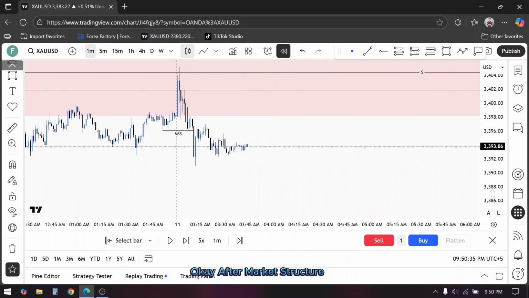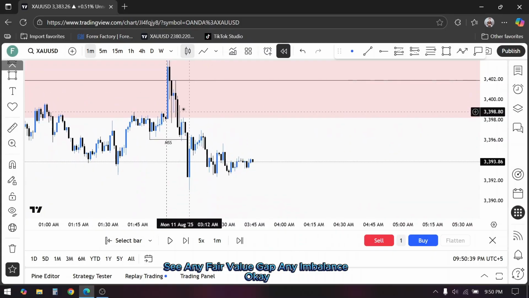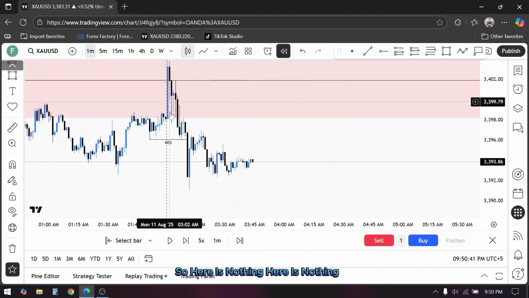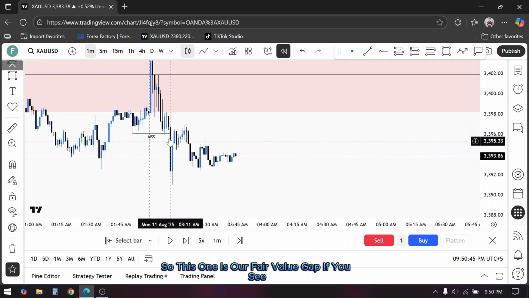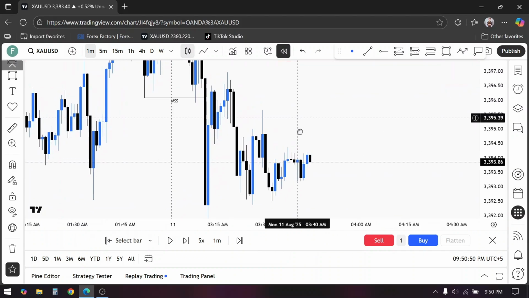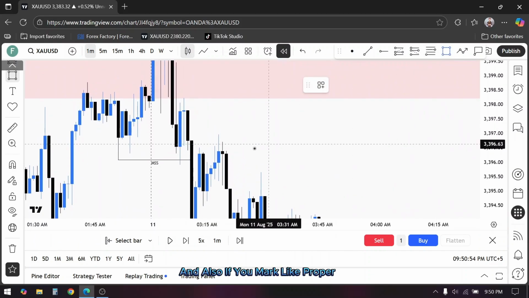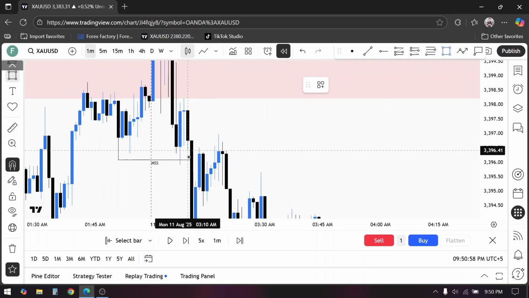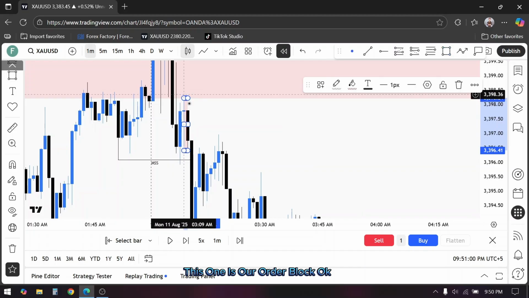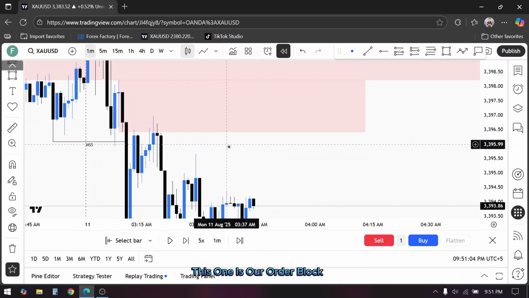After market structure shift, see any fair value gap, any imbalance. Here is nothing, here is nothing. So this one is our fair value gap, if you see. And also if you mark properly, this one is our order block.